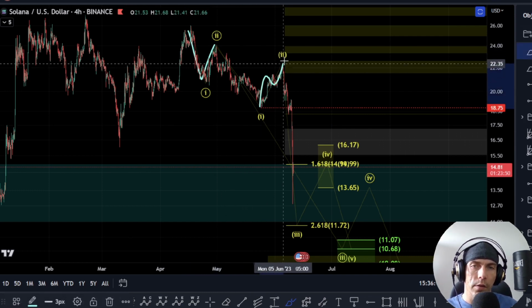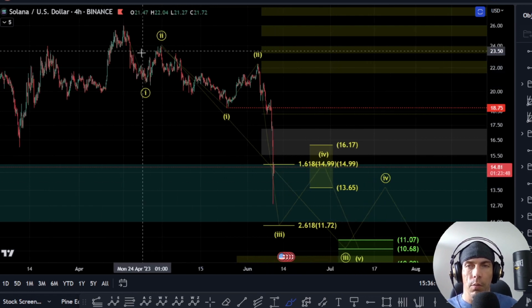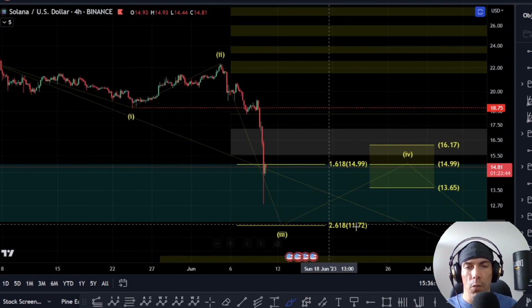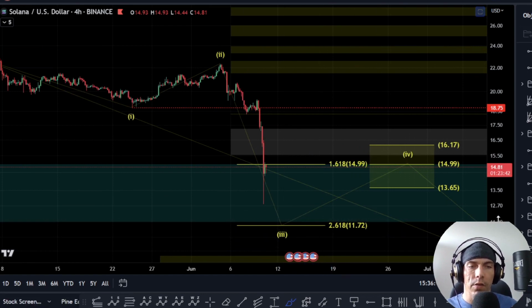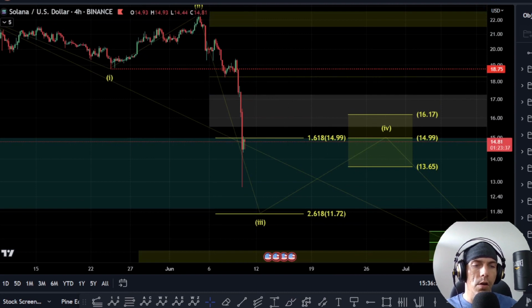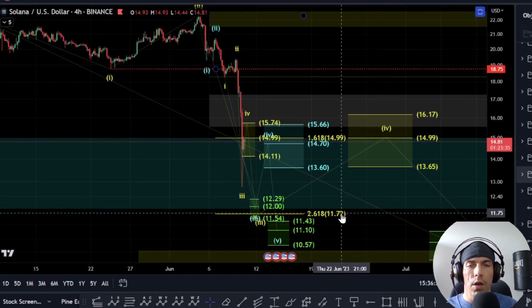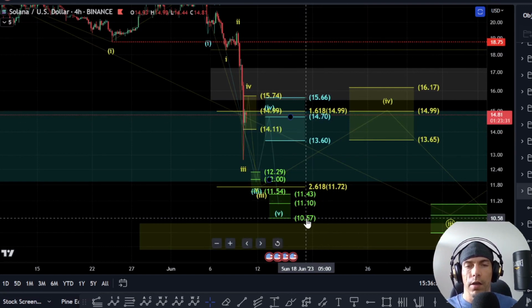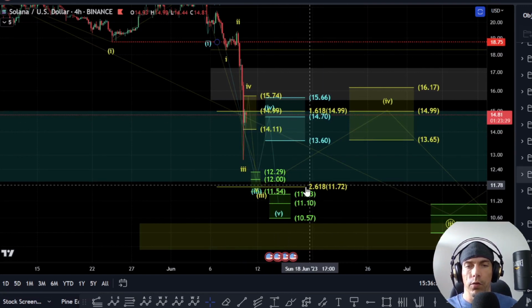Now, if we do have this as a wave 2, this would actually mean that we still have a series of structures to follow out here. Now, I've marked this 2.618 at this 1172 as a possible endpoint. Now, this is quite interesting because if we overlay that extension count now, we can see that the 1143 and this 1057 is not far off of this 2.618.